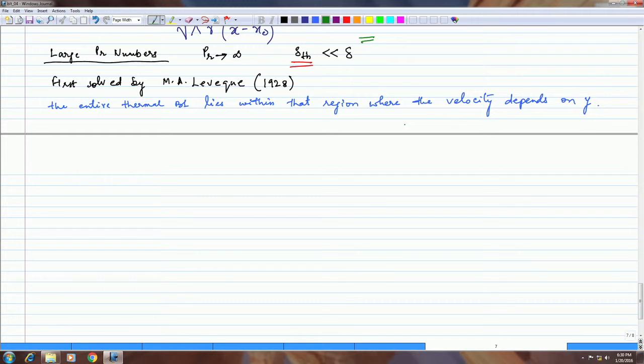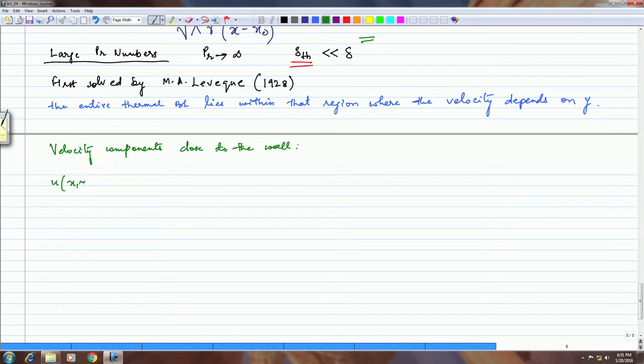Okay, it depends on y. So if we then can write the velocity components close to the wall, we will write the velocity components close to the wall. So we can write that.